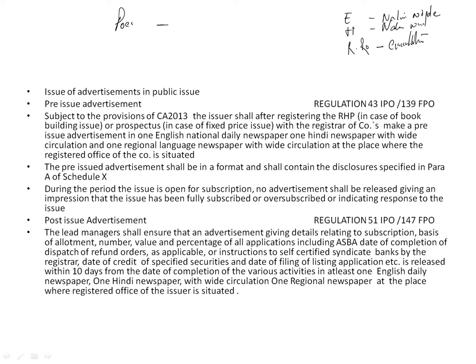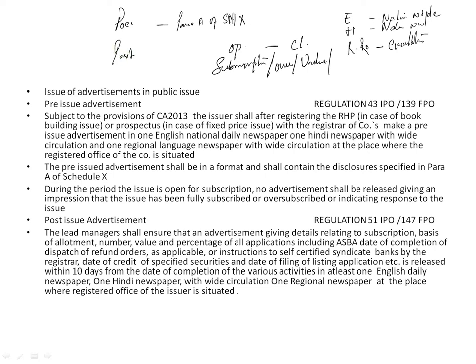What they need to do is issue an advertisement based on Para A of Schedule 10, right? To which, opening and closing, no advertisement shall be pushed across onto newspapers or by any means for giving the impression of subscription, right? Be it oversubscribed, be it undersubscribed, or anything of that sort.